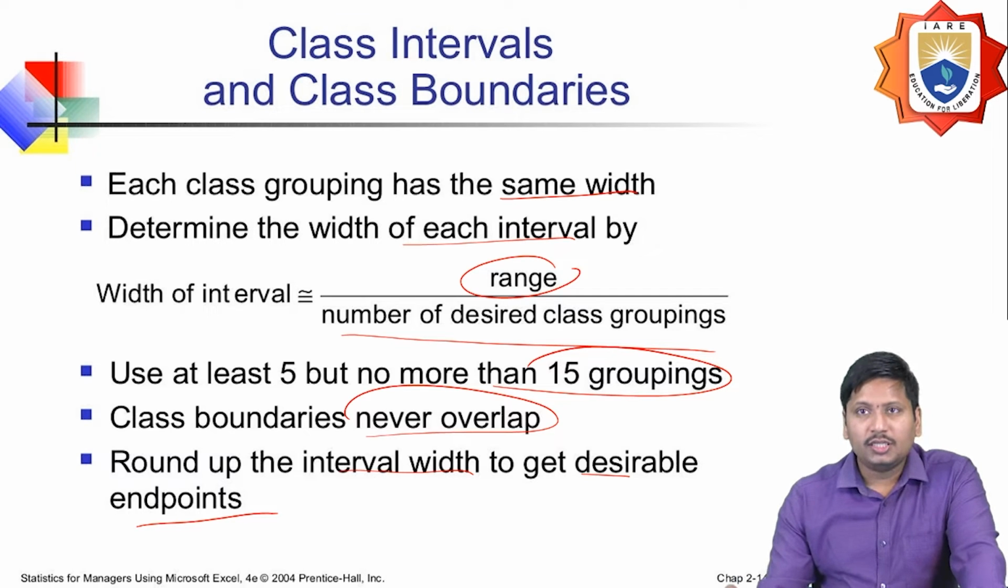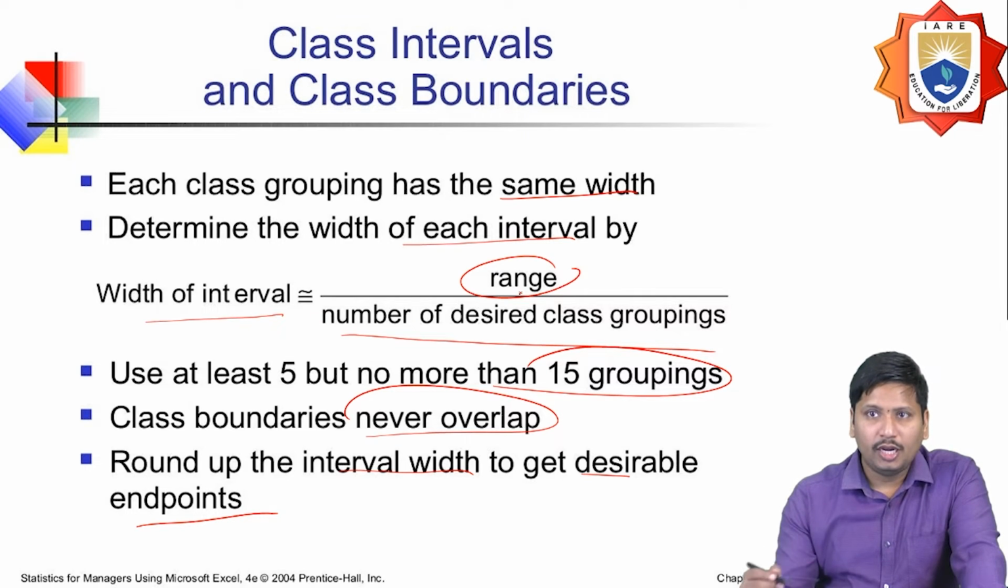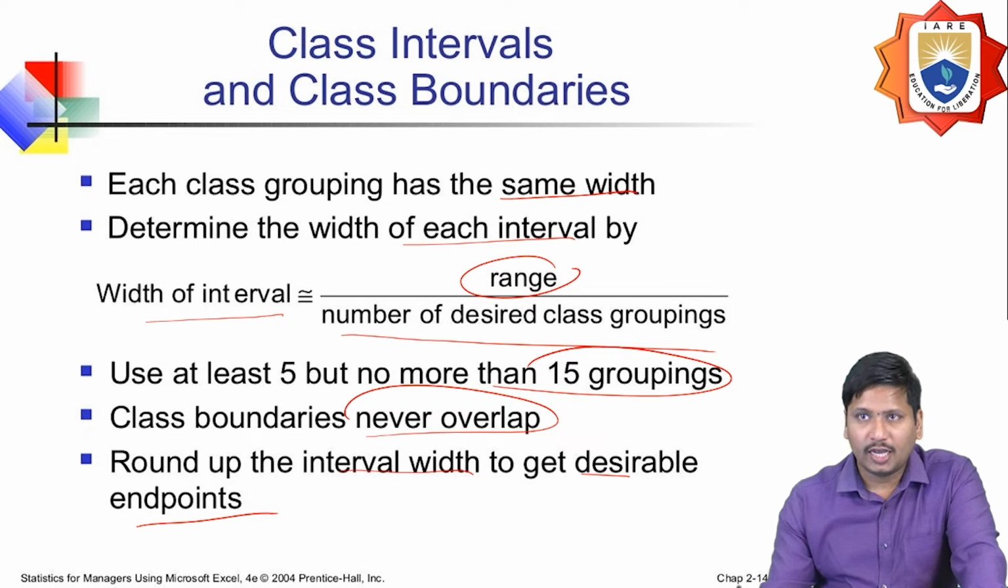Right. So each class grouping has the same width, and we determine the width of each interval. The width of the interval should be found from the range, divided by the number of desired class groupings. Use at least 5 but not more than 15, and the class boundaries never overlap, and you have to round off the interval width to get the desirable endpoints.